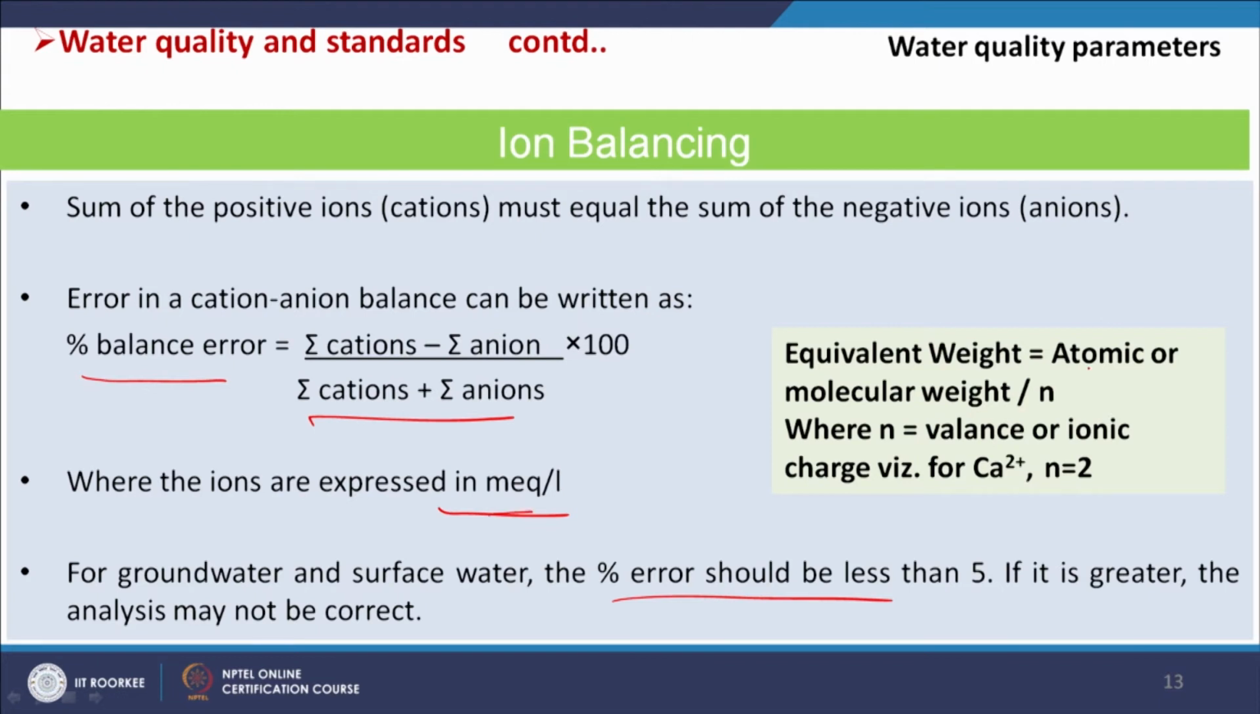So, equivalent weight is equal to atomic or molecular weight divided by N. Here N is the valence or ionic charge, that is, for Ca2+, N is equal to 2, and for aluminum, Al3+, N is equal to 3.